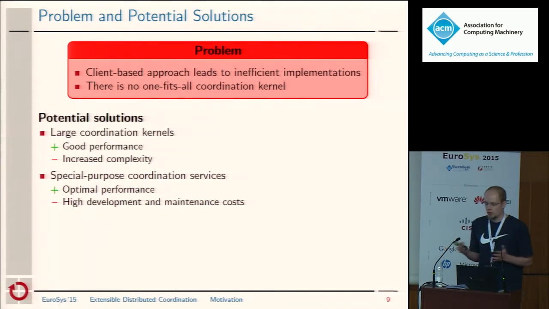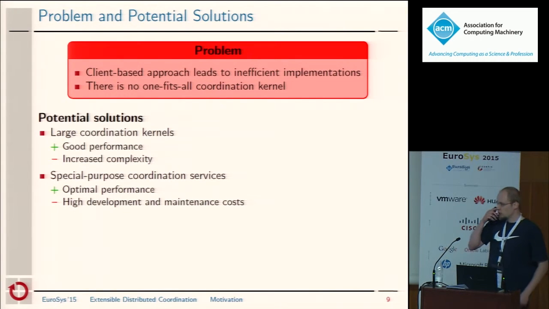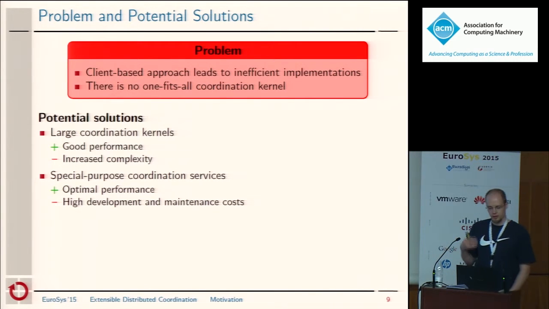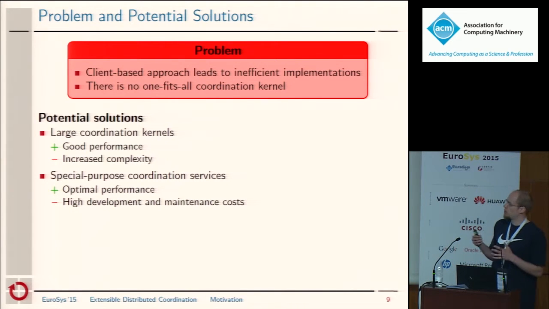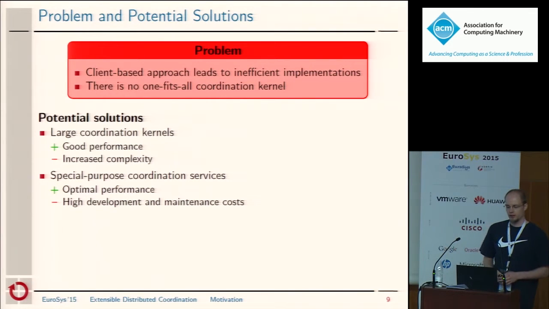Now, what can we do about it? There are basically 2 possible solutions. First, what we can do is we can add new functions to the kernel. For example, if we had a queue remove operation in ZooKeeper, we probably would be able to implement it in a way that we achieve good performance. But the problem is with more and more functions, the kernel gets more complex, makes it harder to maintain. So we actually don't want to do that.